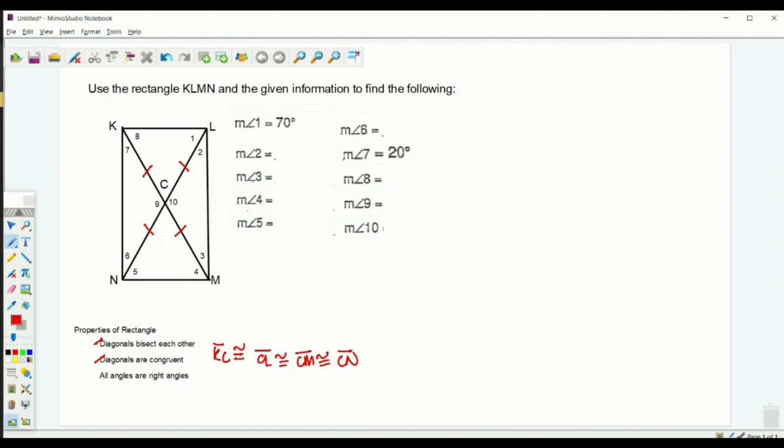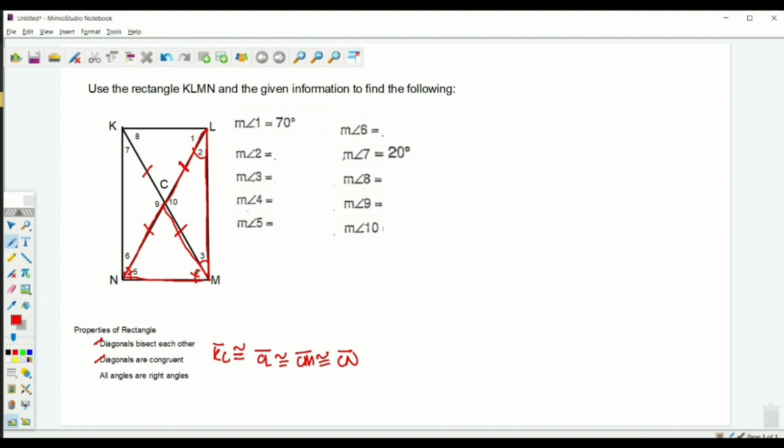Now, notice also that if meron tayong two congruent sides, we call it an isosceles triangle. So, by definition, an isosceles triangle has two sides which are congruent, and take note that base angles are also congruent. Okay, so another is this one. This is also an isosceles triangle. Okay, so these are the two congruent sides and these are the base angles.